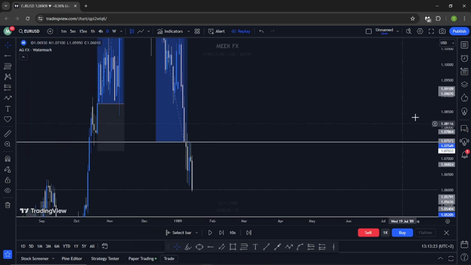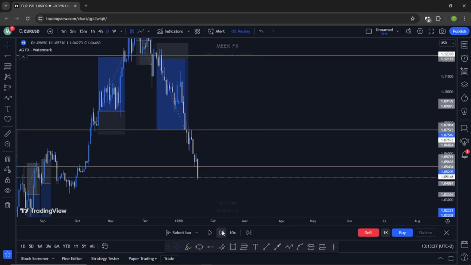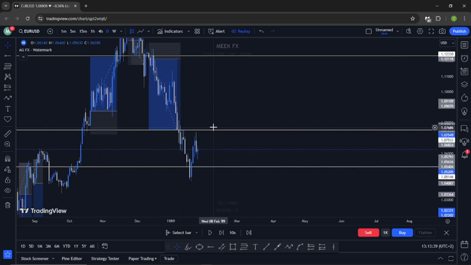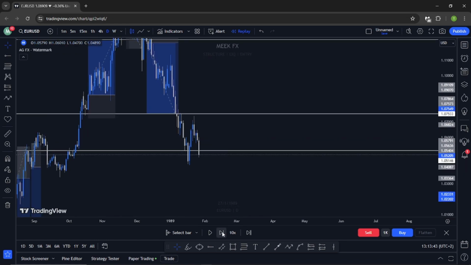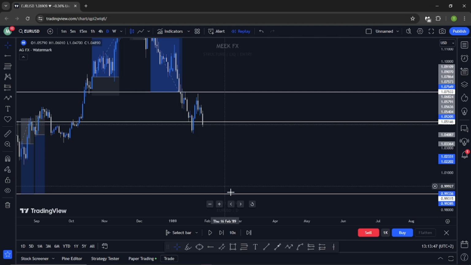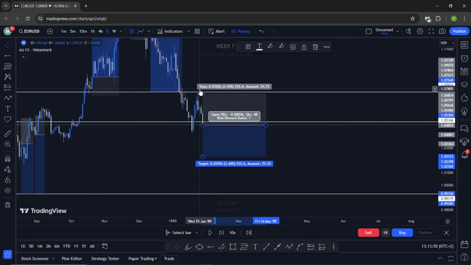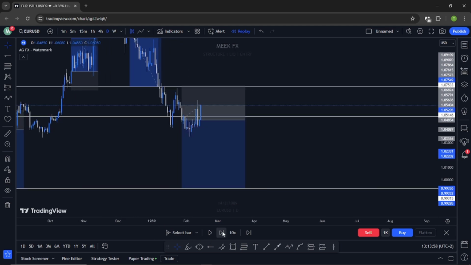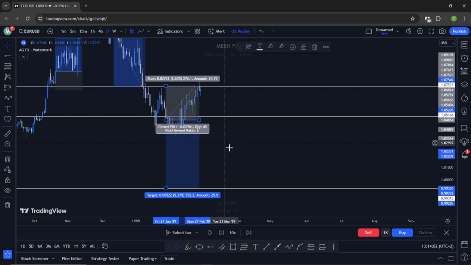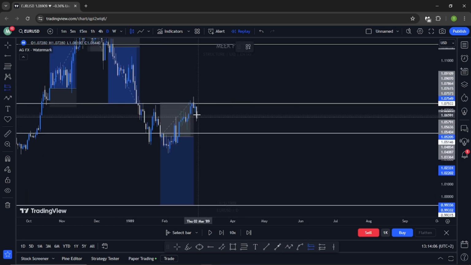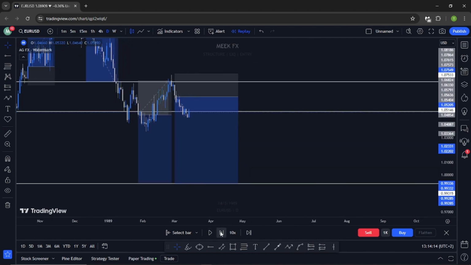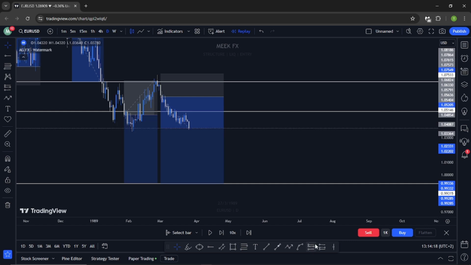Is this a pullback? No, it's not a pullback, so I'm not gonna enter. Right, I don't have a pullback here, that's why I didn't enter. I'm scouting a potential sell here. Okay. Entry. Stop loss. Take profit 1:2 perfectly. Let's see. Stop loss hit. If I get an engulfing, I'll be looking for a sell again. So let's see how we react off here.